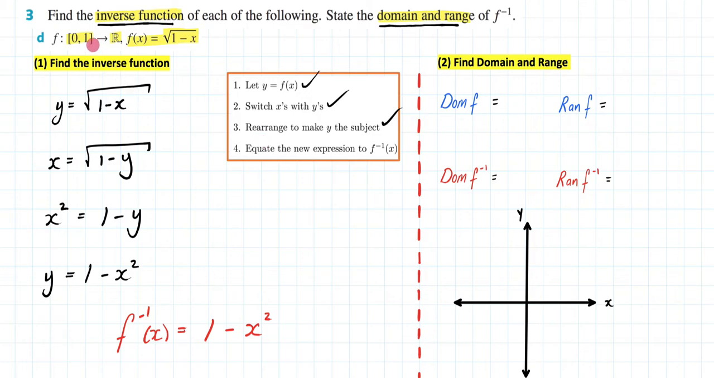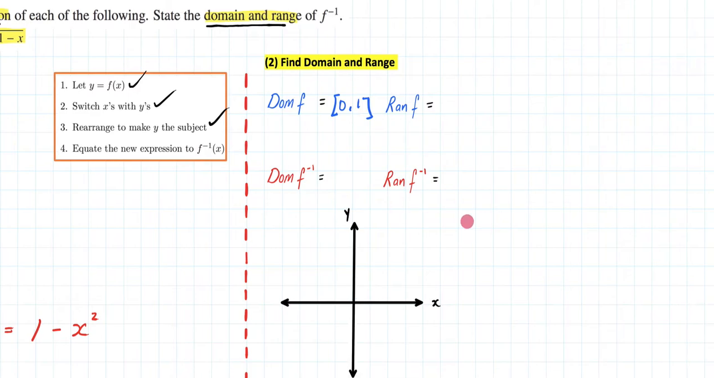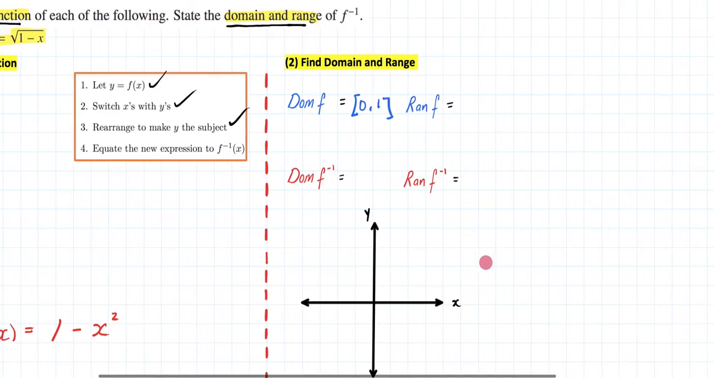So what is my domain of f? Well, that's given to us. It's restricted. It's between 0 and 1. Now, this restricted domain is going to impact what my range is going to be. The best way to go about this now is by doing a quick sketch. And that's going to enable us to figure out what our range will be.